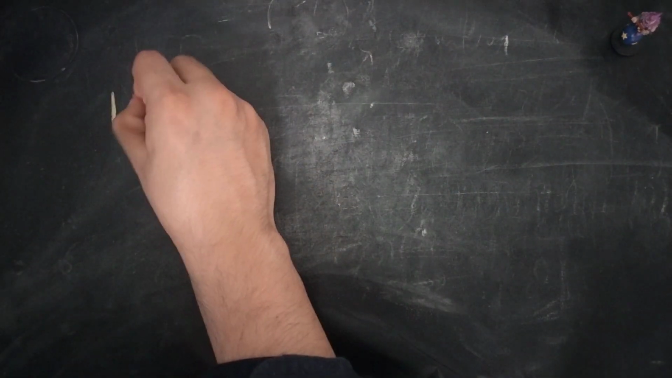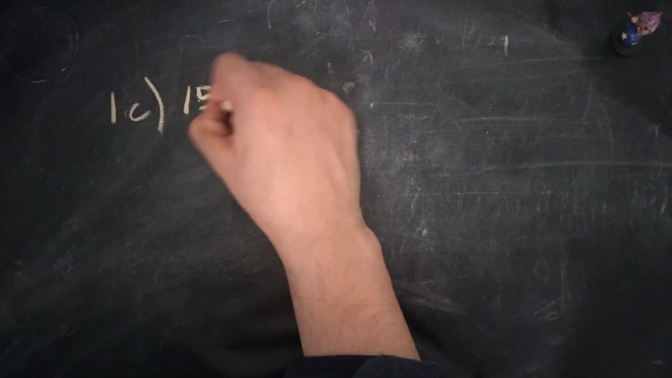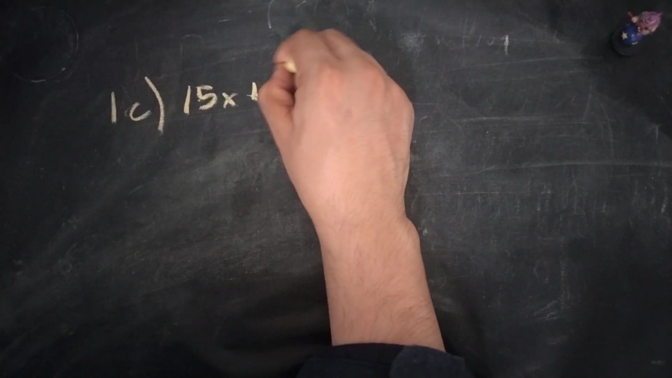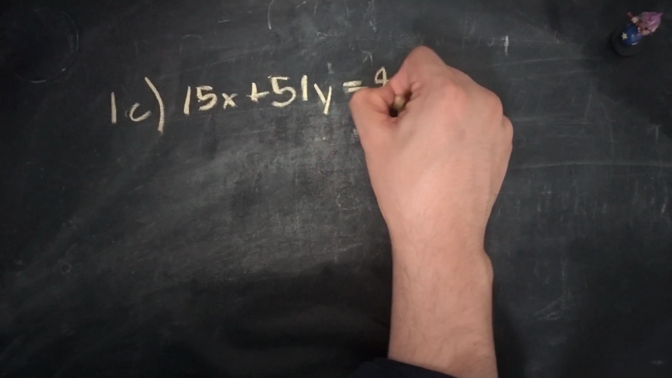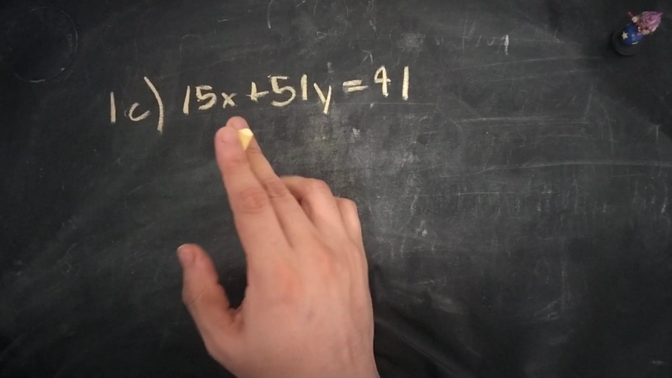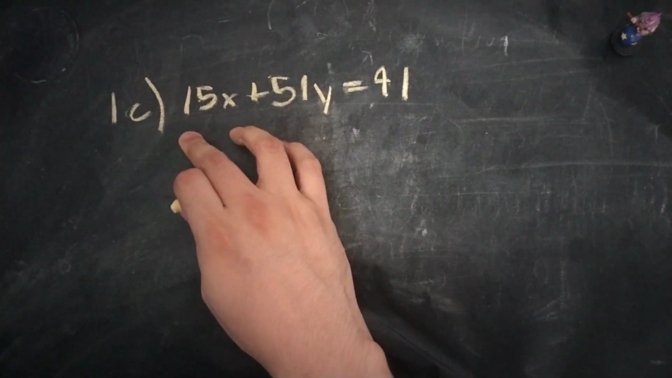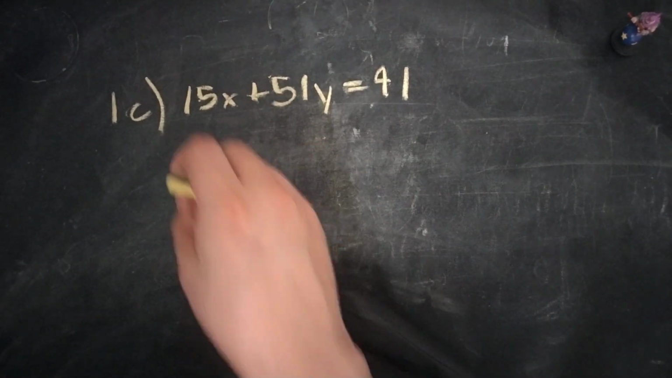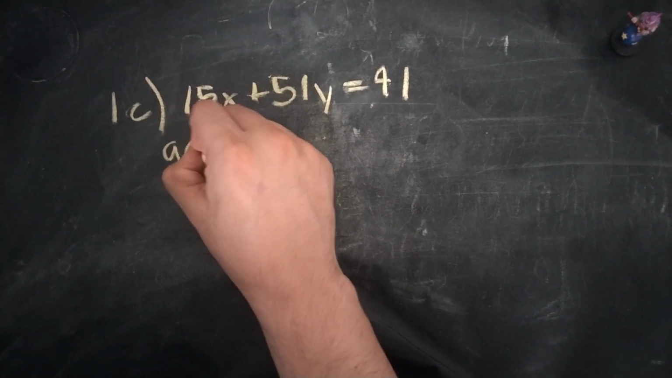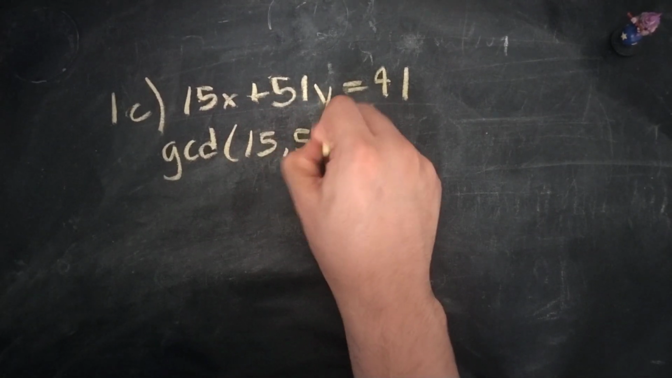Now on to the second problem, 1C. 1C is as follows. We have 15x plus 51y is equal to 41. Now, unless you're quick with your division, it's not clearly apparent whether or not these have some kind of greatest common divisor of 51 and 15.